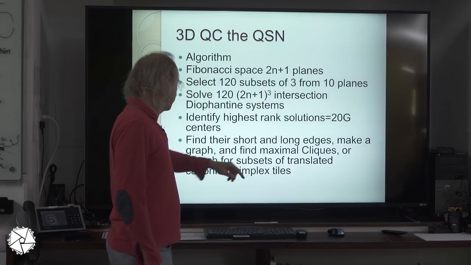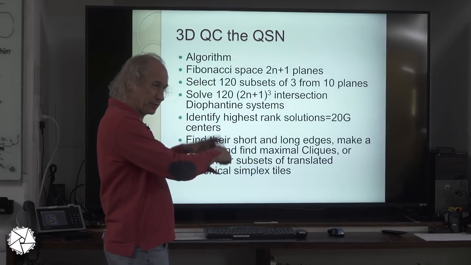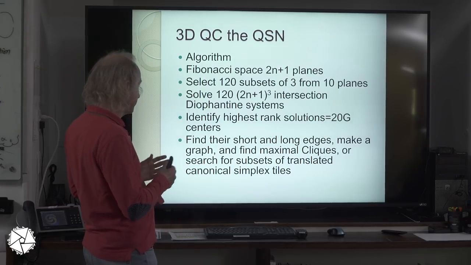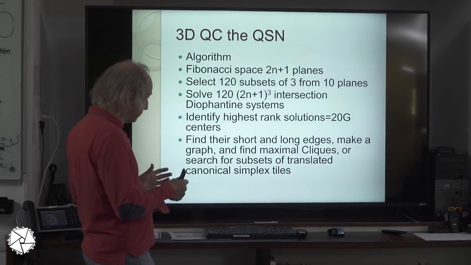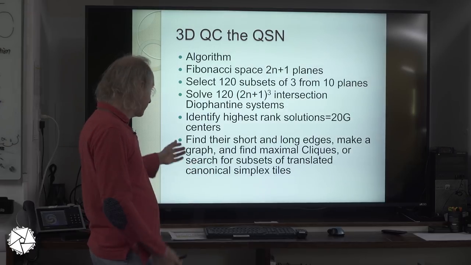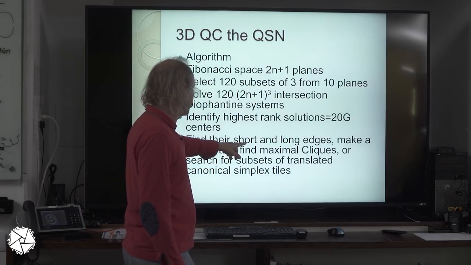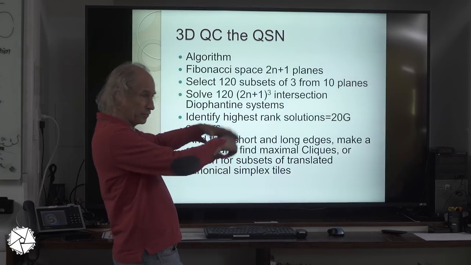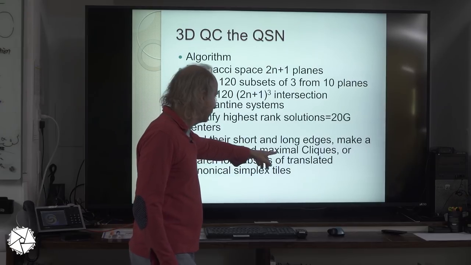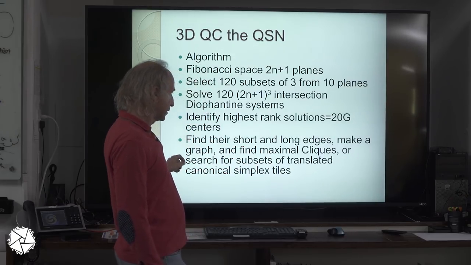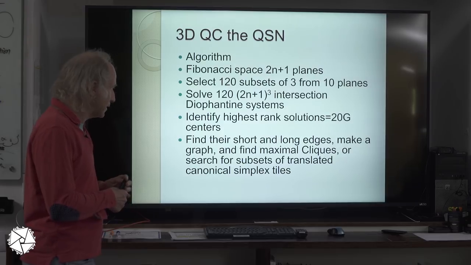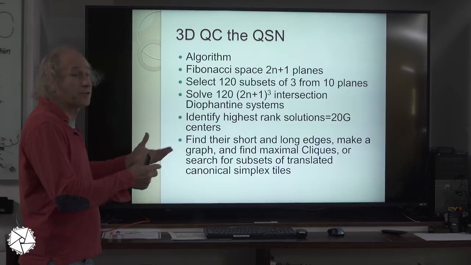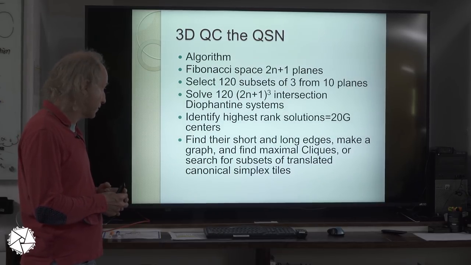Then from the 20 group centers, because I'm interested here more in the equivalent space-filling quasicrystal, based on the 20 group centers, which should be one because all the coordinates are Dirichlet integers. And so I can find the short and long edge and make the graph and use the algorithm that I made before to find all the maximal cliques. Cliques means groups? Sets, groups, clusters? Cliques, it's a complete graph, a complete subgraph. Okay. So it's a simplex, also in this case in graph theory.